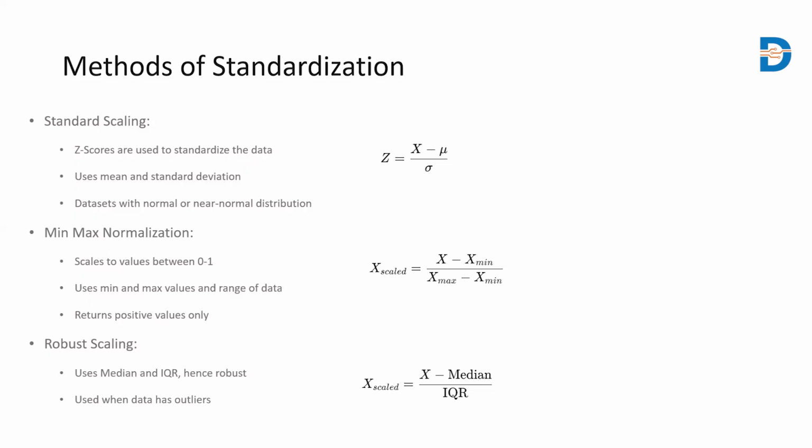Min-max scaling is used when your algorithms are sensitive to the magnitude as well as the sign of your data. Robust scaling, the third method of standardization available, uses your median and interquartile range. When your data has outliers, your median and interquartile range are very robust and not affected by the presence of outliers. Hence, the scaling method is called robust scaling. This is used only when data has a lot of outliers.